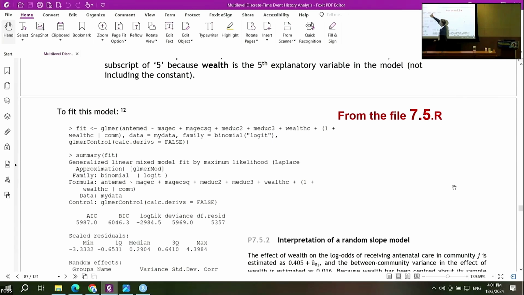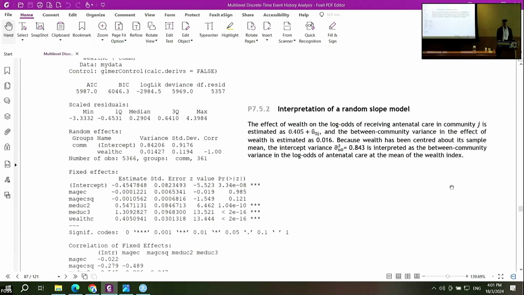So wealth is not just in the fixed part of the model; it's also in the random part of the model. And this will give us a whole bunch of random effects. So the group level intercept, the residuals, the variance at the group level, the slope variance for wealth, the variance in the effect of wealth, but of course no individual level variance, because it's a logistic regression model.